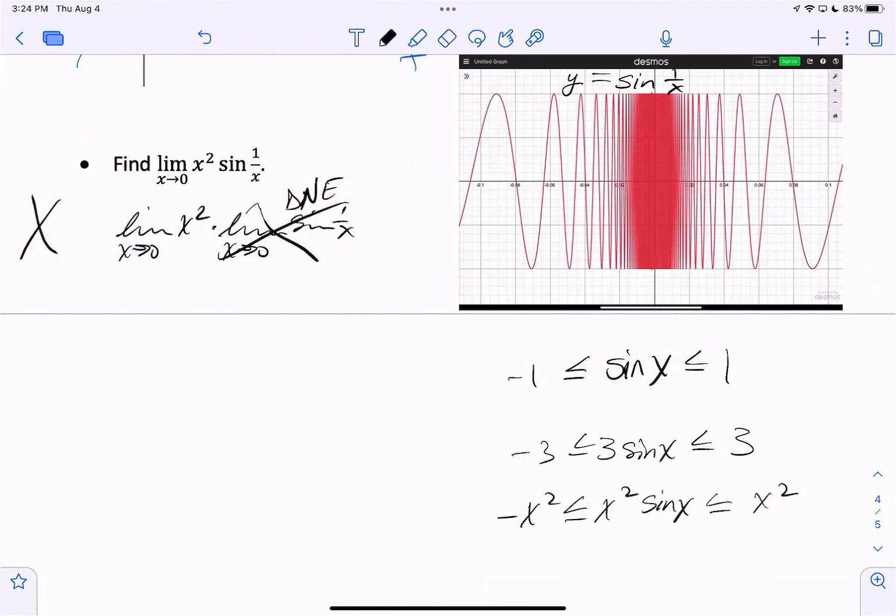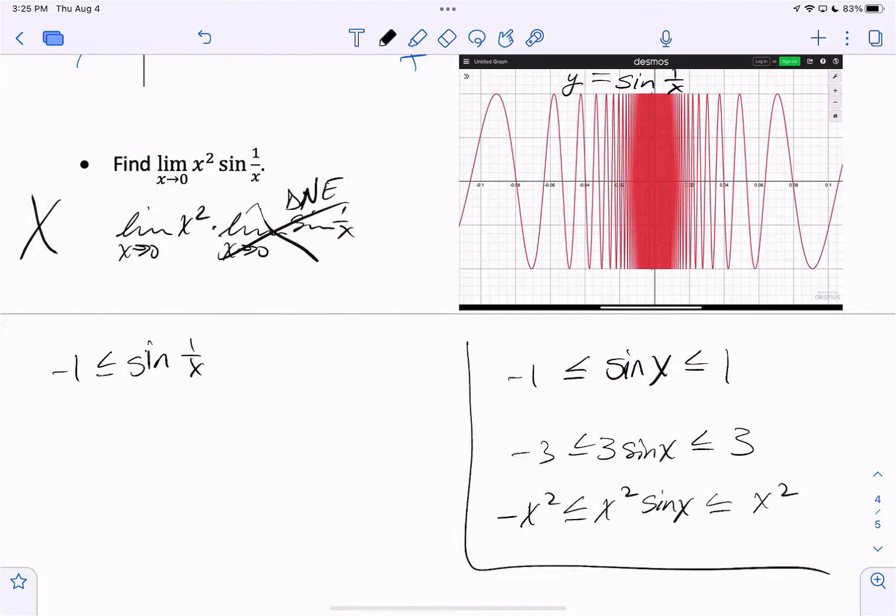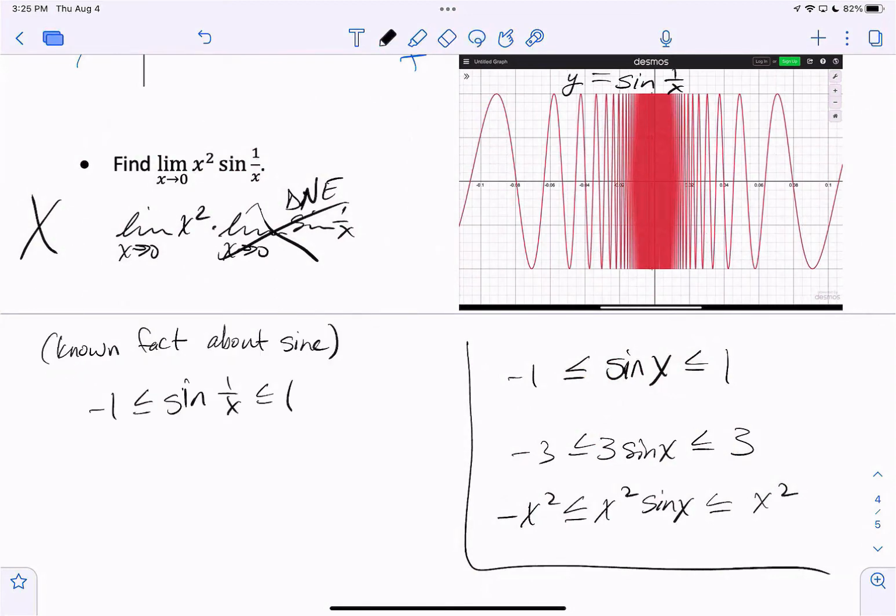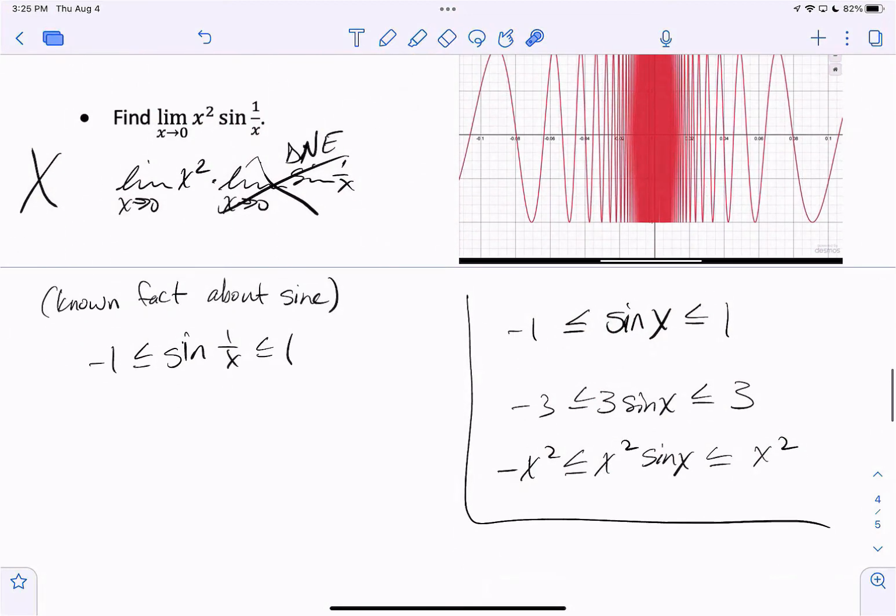But we're not concerned about the sine of x. We are concerned about the sine of 1 over x. But it's still true, you can see it here, that the sine of 1 over x is between negative 1 and 1. So what I'm doing is starting with a known fact about the sine function. What I would like to do is build this expression here, the limit as x approaches 0 of x squared times the sine of 1 over x. And I'm starting with just something I know about the sine of 1 over x.